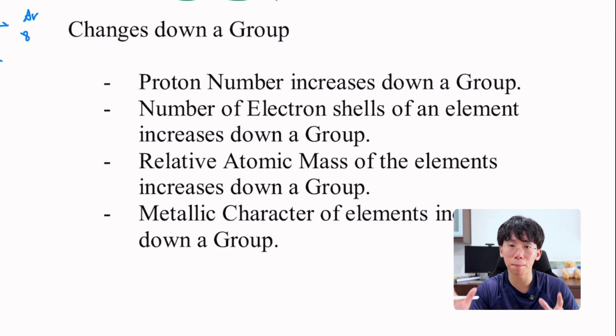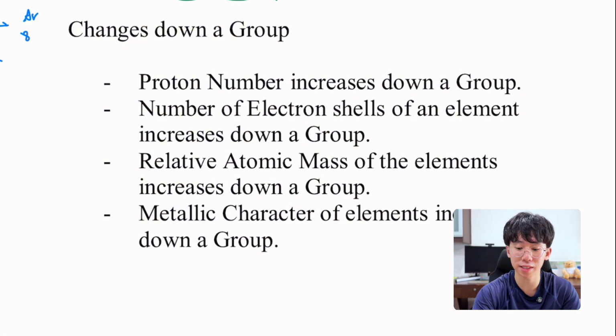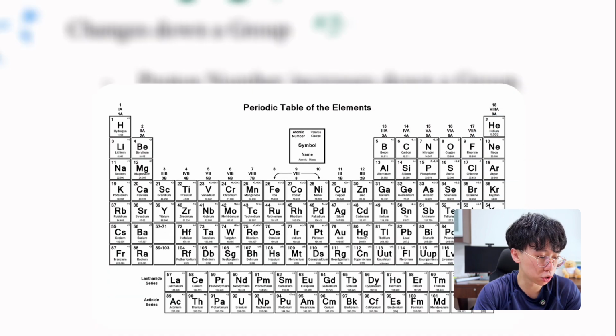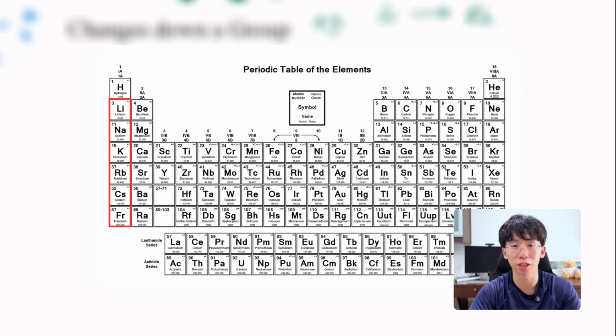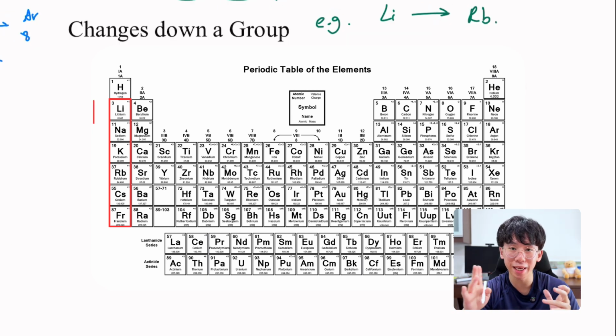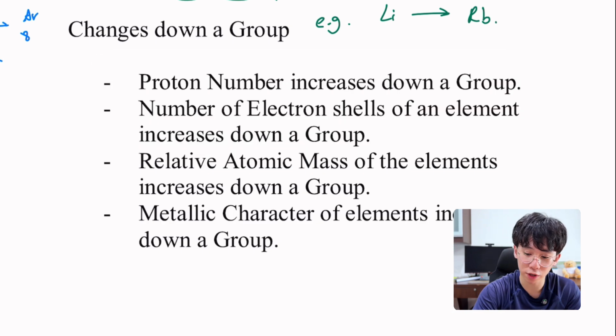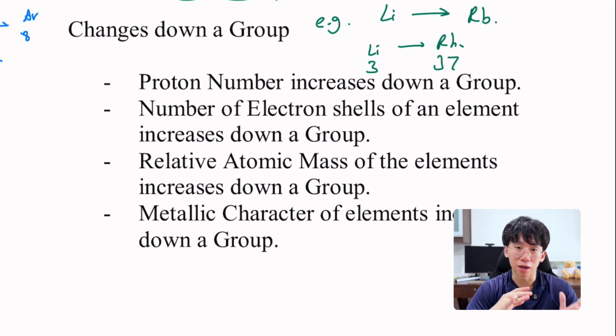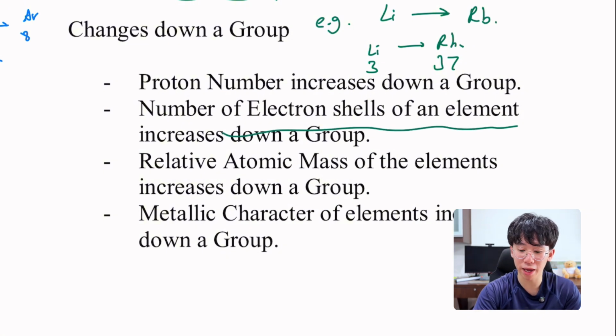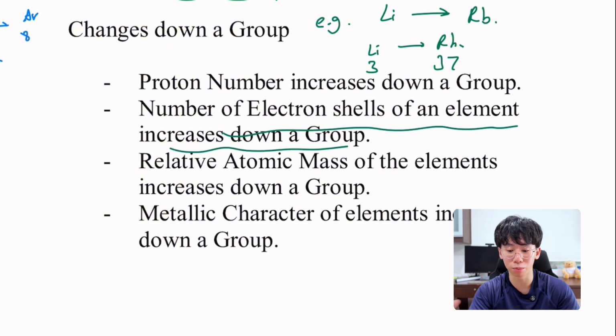So what are some of the properties that actually change for elements going down a group? Let's take a look at an example of lithium, and as you go down group 1, you will eventually reach rubidium. So what are the changes? One change is that the proton number actually increases down the group. For example, for lithium going to rubidium, the proton number increases from 3 to 37. Also, the number of electron shells of an element will actually increase down the group.